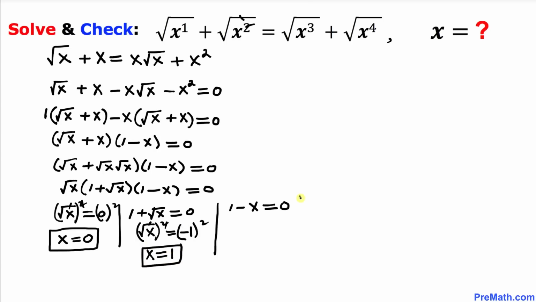Now let's focus on this last part of this group. Let's move this negative x to the right hand side. So we get 1 equal to x. So thus our solution x turns out to be equal to 1.